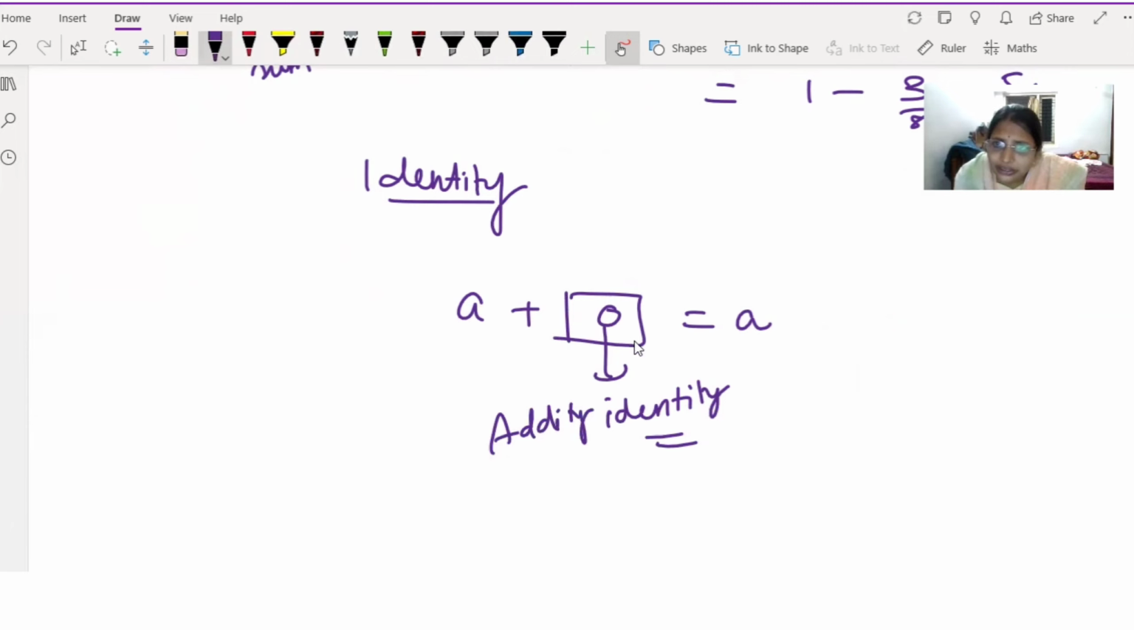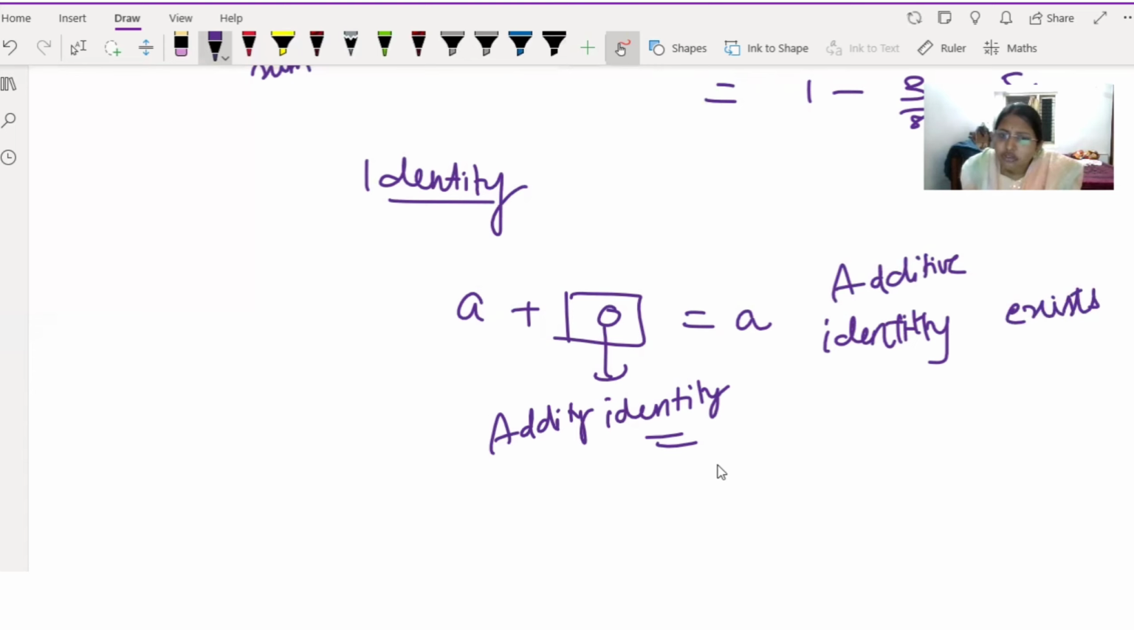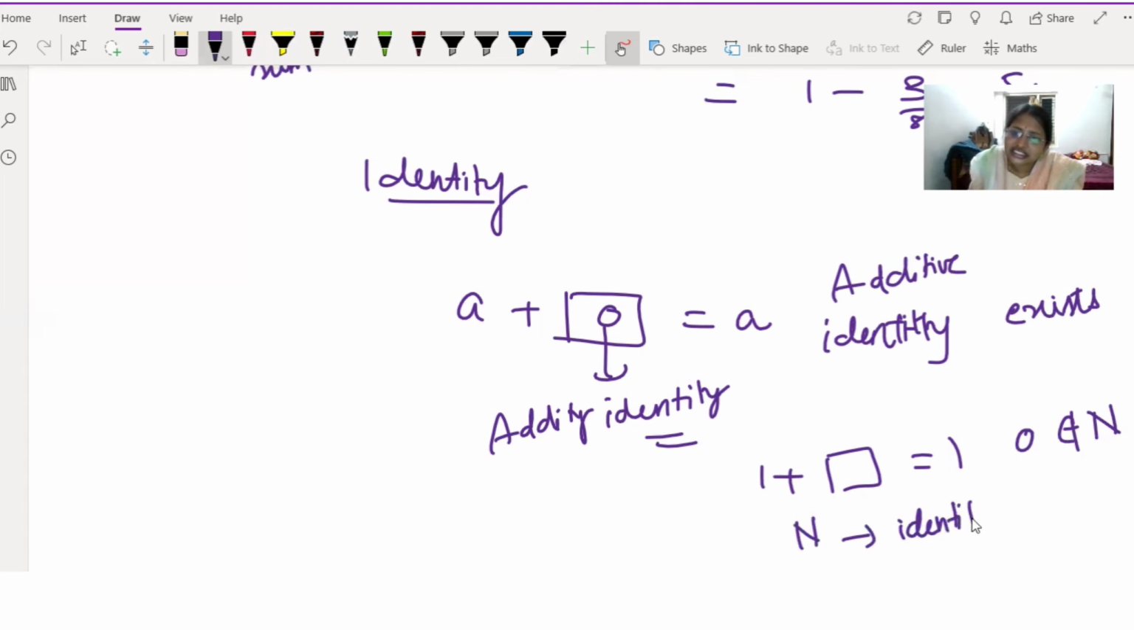Is 0 a rational number? Does 0 exist in the rational number set? Yes, 0 exists in the rational number set because it is an integer. All integers are rational numbers. So 0 is a rational number, so identity exists. Additive identity exists for rational numbers. Let us check with natural numbers. For any set of numbers, 0 is the additive identity. 0 doesn't exist in natural numbers, so for natural numbers, identity does not exist.